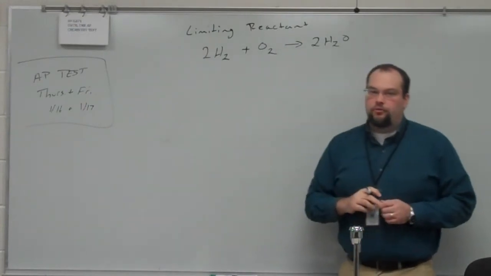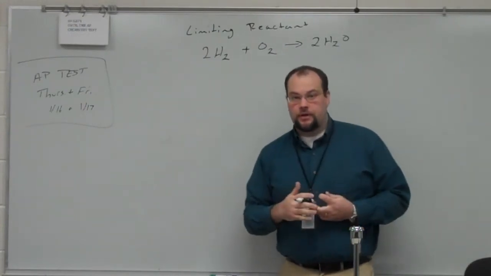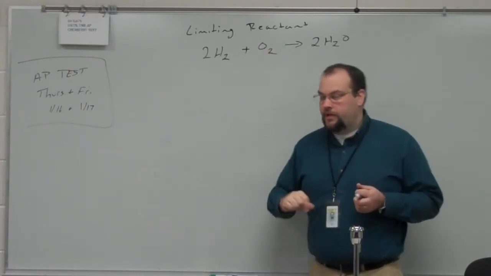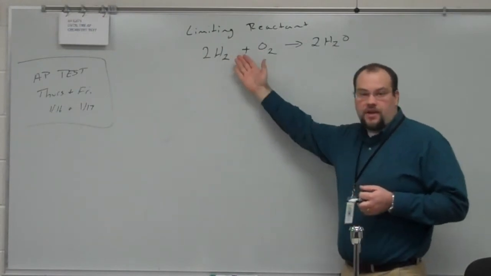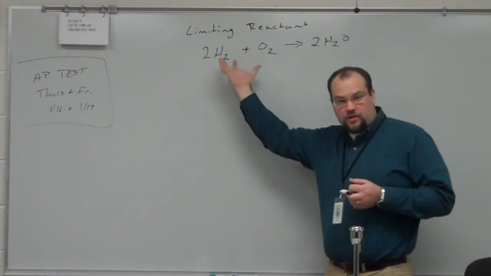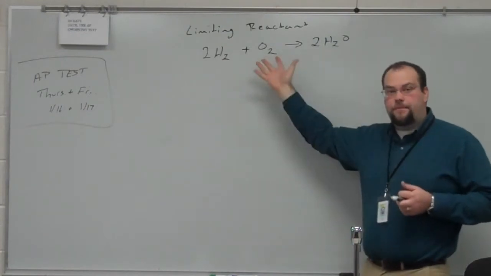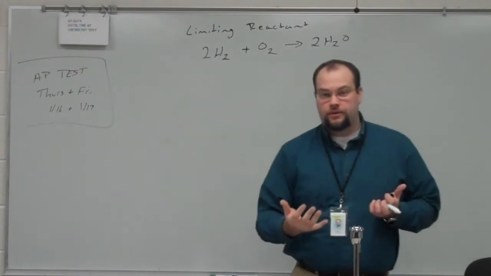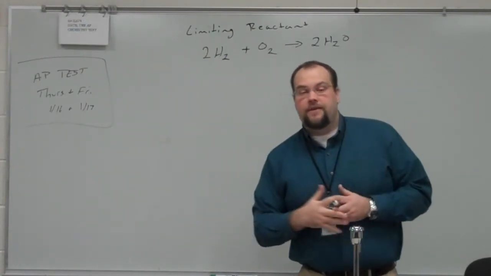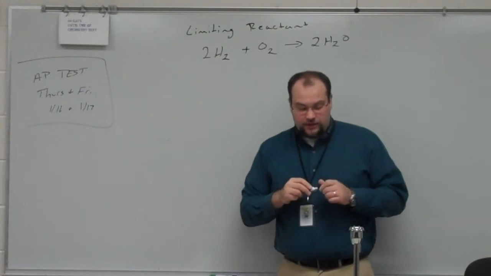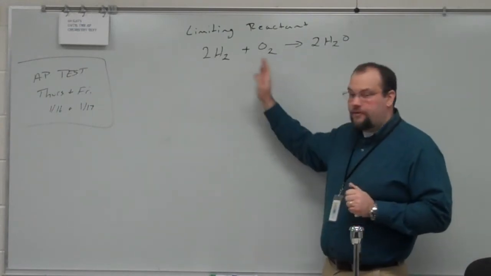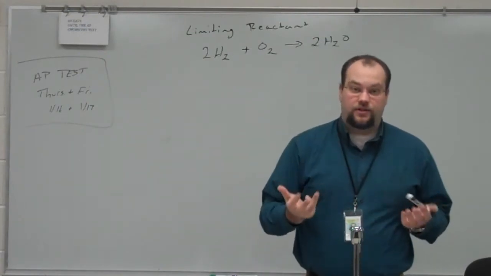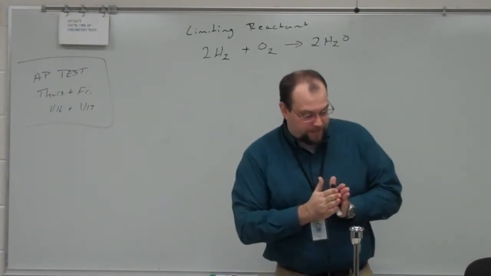Usually what will happen is one reactant will run out first. So in this case, let's say hydrogen runs out first. If hydrogen runs out first, since it's all used up, I no longer have a reactant, and my reaction stops. I can't have the reaction keep going if I've already run out of something. So the limiting reactant is the reactant that will run out first and therefore stop the reaction, or it limits the reaction. Okay?